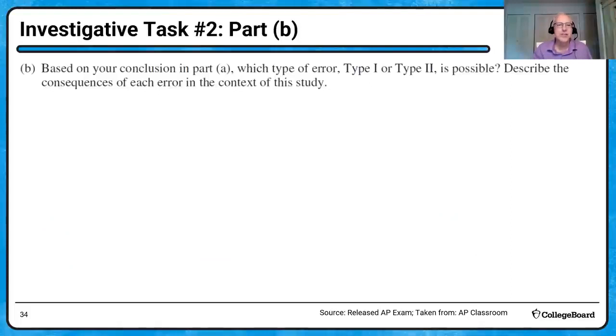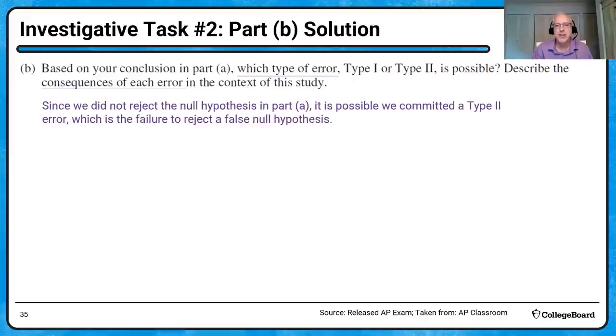In part B, it says, based on your conclusion in part A, which type of error, type 1 or type 2, is possible? Describe the consequences of each error in the context of this study. So which type of error and consequences of each error. That would be easy to miss in the reading if you don't read very carefully and actively highlight or underline or circle something in the phrasing. So let's take a look at the first part.